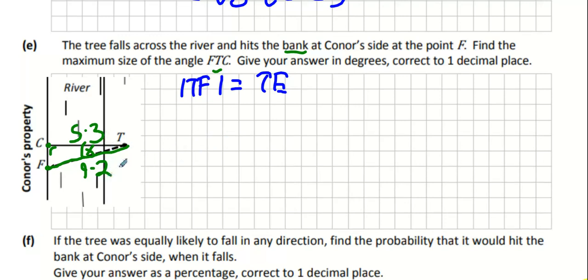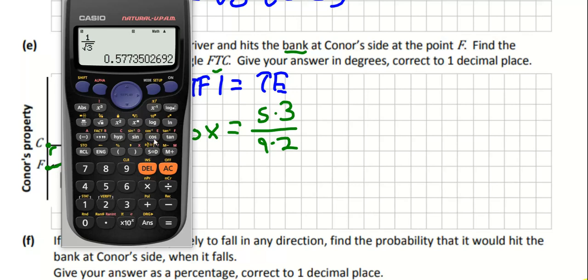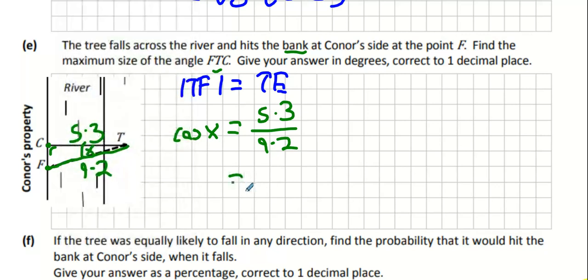We have adjacent and hypotenuse, so it's going to be cos x equals 5.3 over 9.2. We're going to cos inverse that. Shift cos inverse 5.3 divided by 9.2. And behold, we get 54.82 degrees, or 54.8.